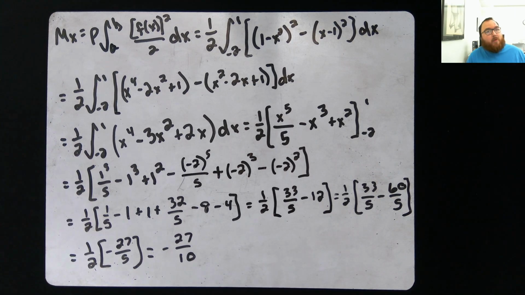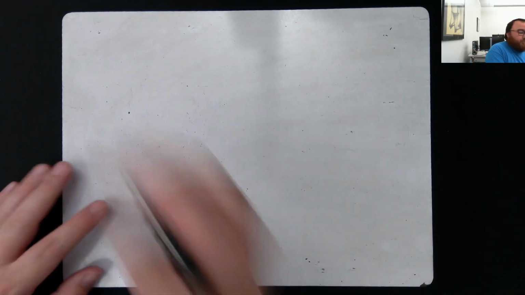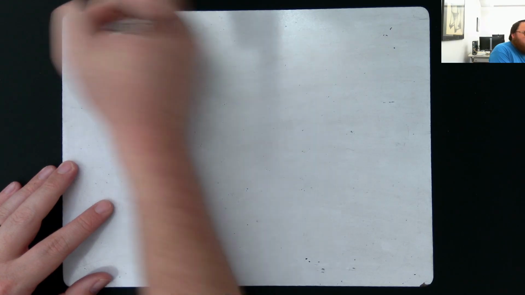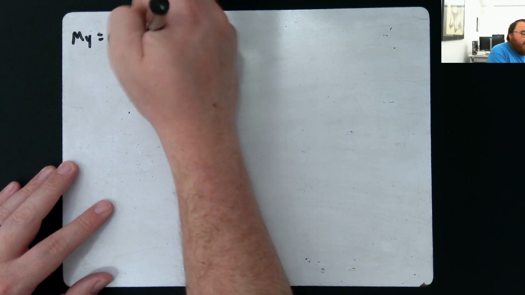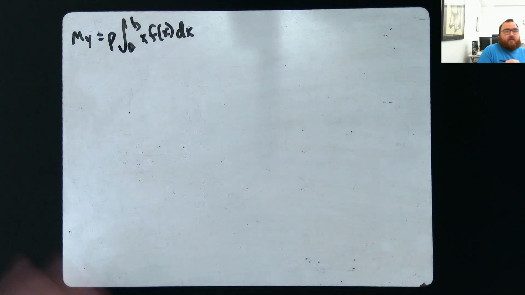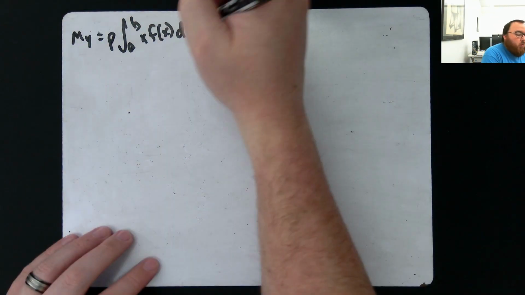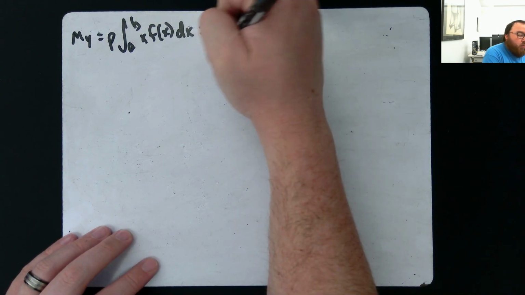But I still need the moment about y. So let's do that one now too. This is still example number 7. The moment about y, remember, is rho integral a to b x f of x dx. Rho is equal to 1. Our bounds are -2 to 1.